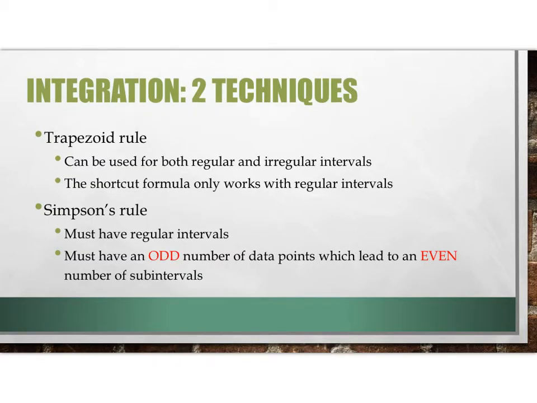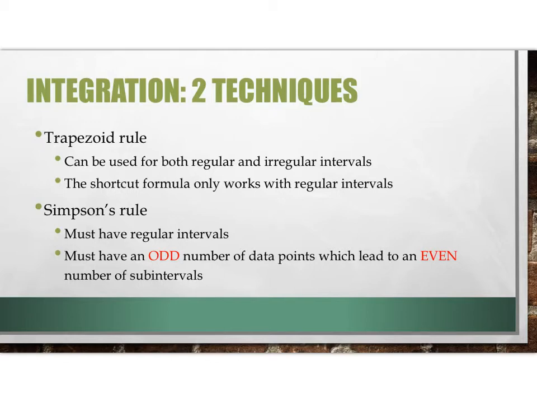Next, we looked at integration, and here we looked at 2 techniques: the trapezoid rule and Simpson's rule. Both of these you should have covered in a calculus course. The trapezoid rule is the more versatile because it can be used if the intervals are regular or irregular, which means whether the spacing is even or varied. That means it's going to work for most experimental data and so forth.